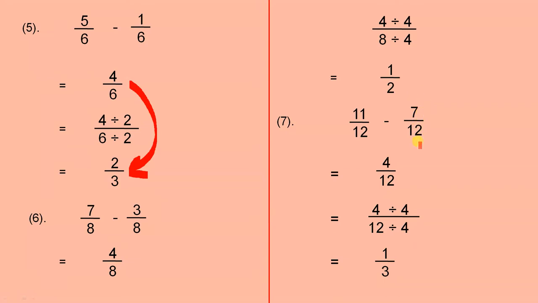11 over 12 minus 7 over 12. 11 take away 7 gives you 4. That gives you 4 over 12. What number divides into 4 and into 12 evenly? 4. 4 divided by 4 gives you 1. 12 divided by 4 gives you 3, so the answer is 1 over 3, so 4 over 12 is equivalent to 1 over 3.